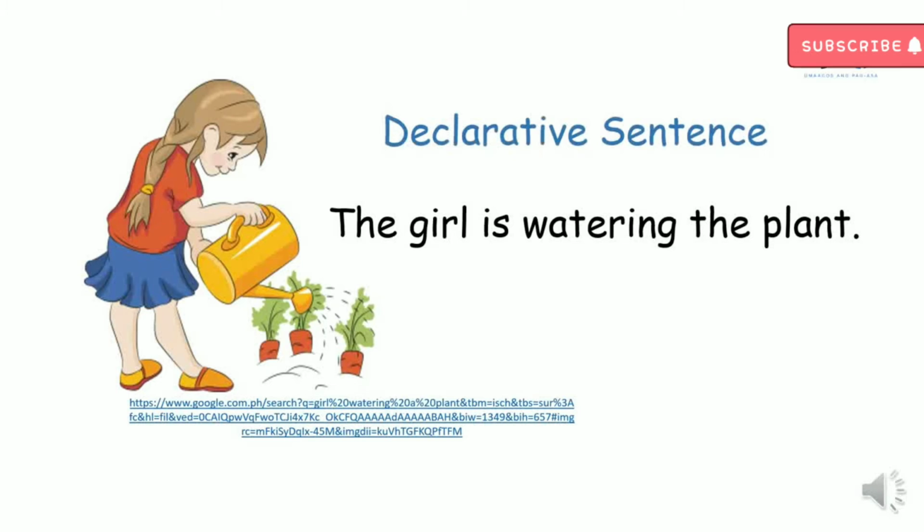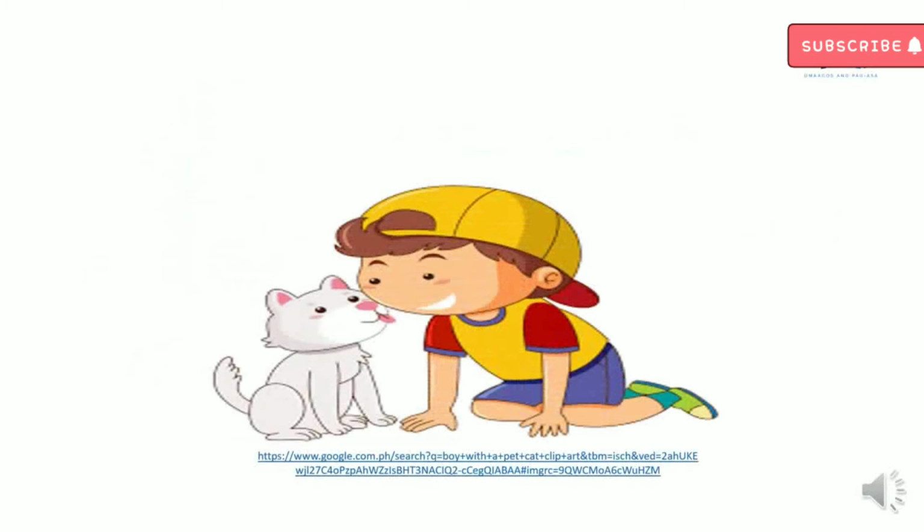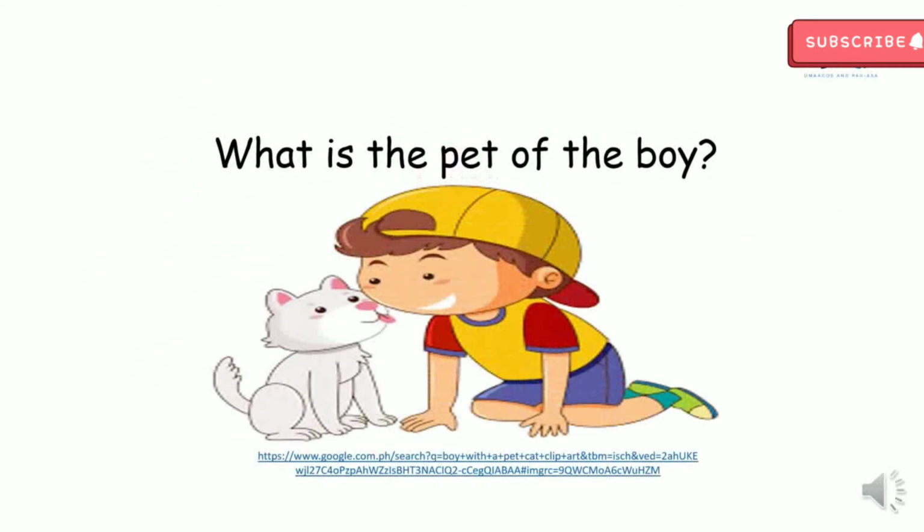Can you make a question about this picture? Very good. What is the pet of the boy? What kind of sentence did you use to make a statement about the boy? Awesome! It is an asking statement. Therefore, it is an interrogative sentence. The punctuation used in asking a question is the question mark.